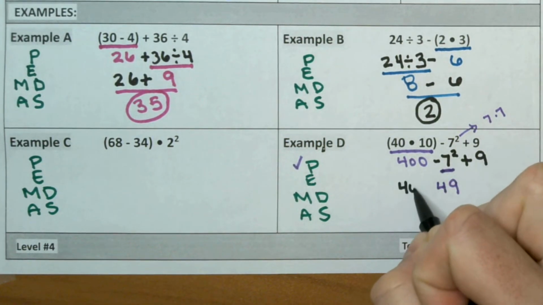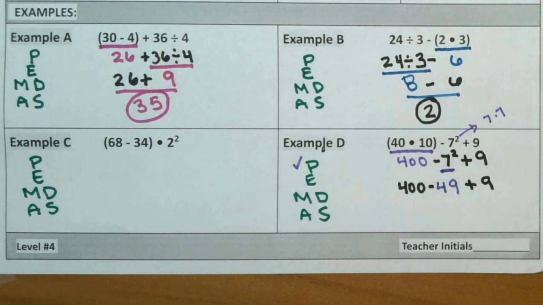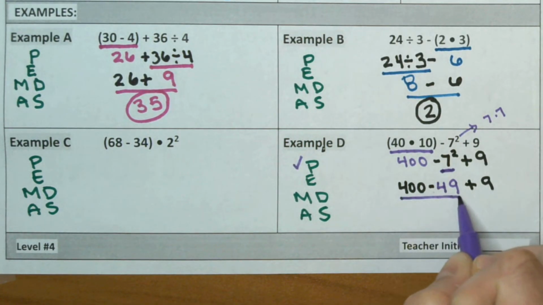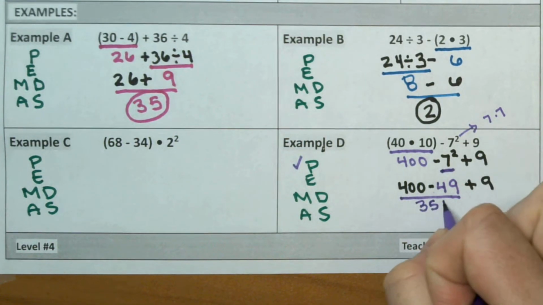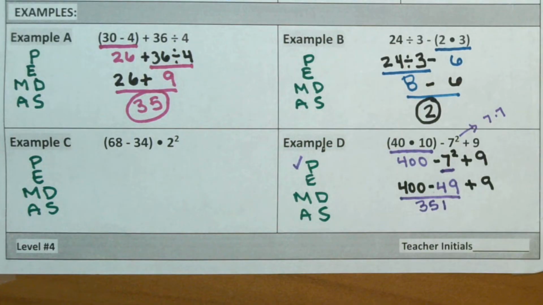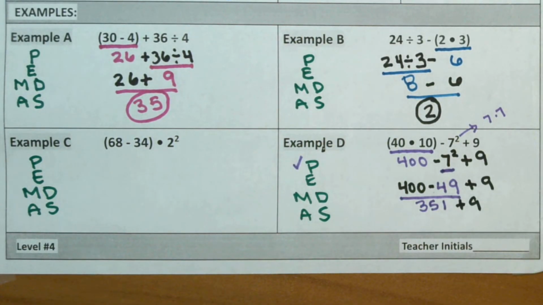Bring down the 400 right beneath where it's written, minus. So now I have subtraction and addition. Subtraction comes first. 400 minus 49 is 351. I'll bring down the plus 9. And my final answer is 360.